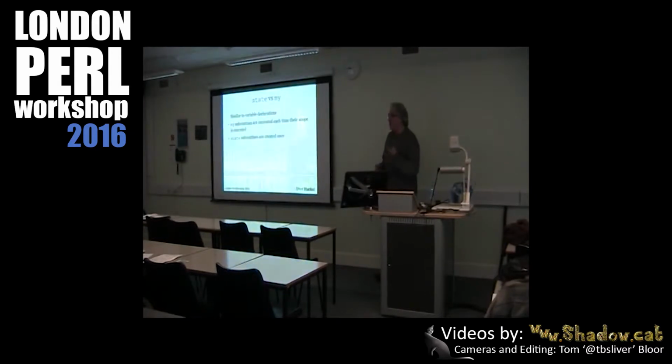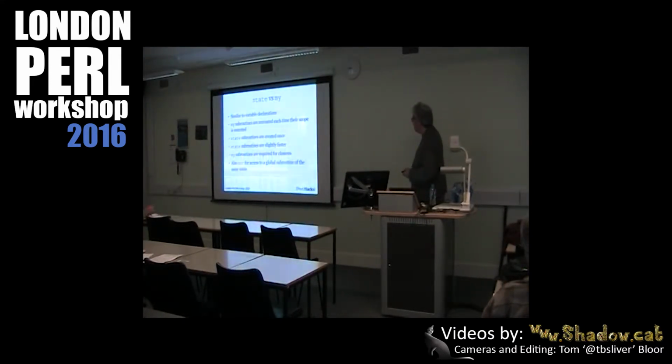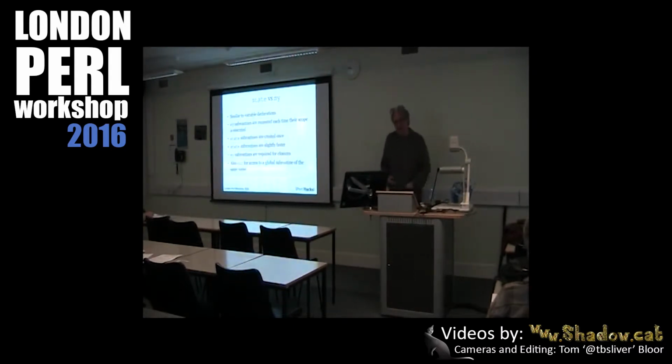subroutine. So you find yourself using state more than my here, because state subroutines will be slightly faster because they don't get recreated each time that scope is invoked. But you need my subroutines for closures because they get new views of the variables that are in the calling scope. And there's also a way, if you want to give yourself access to a global subroutine of the same name as a lexical subroutine that you've already declared. But that way lies madness, as far as I'm concerned.